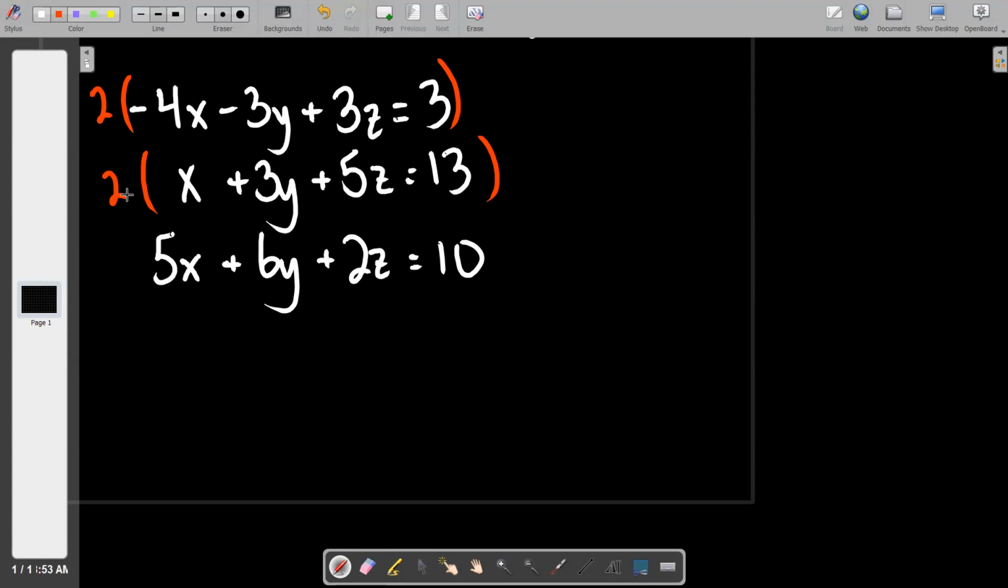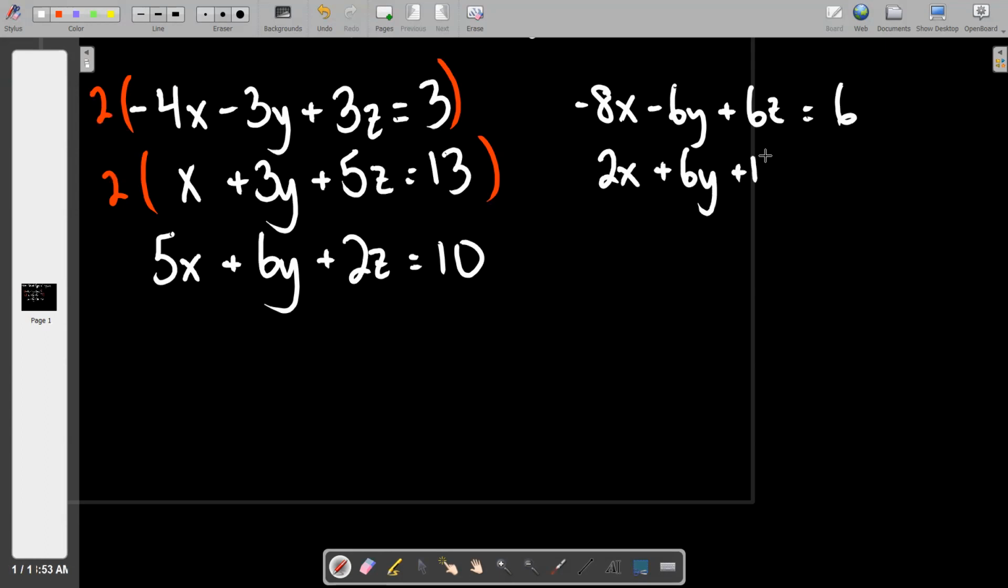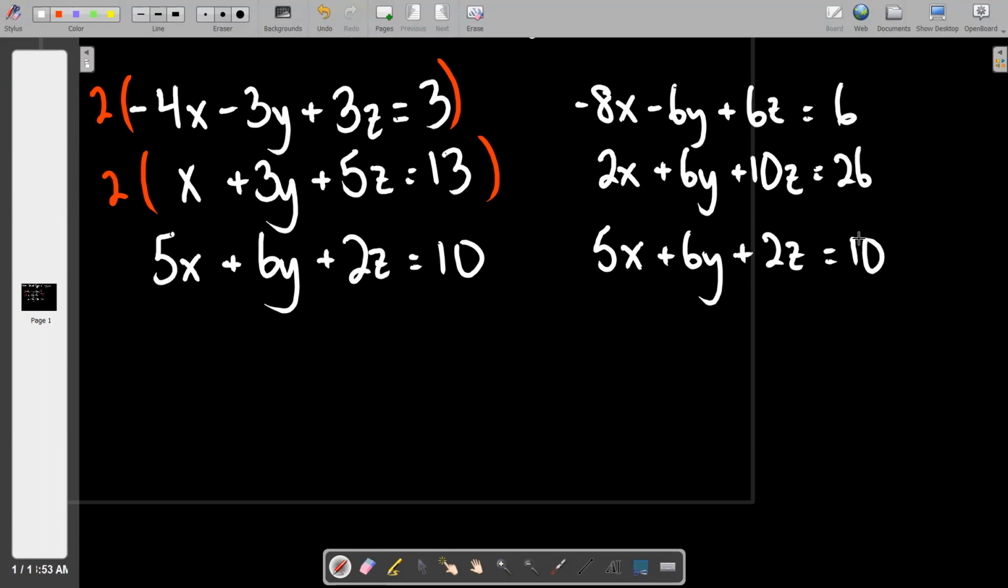So anyways, in the meantime, let's solve this system. I'm going to get caught up to you now. Our new modified top row should be negative 8x minus 6y plus 6z equals 6. And our new modified second row should be 2x plus 6y plus 10z equals 26. And then our non-modified bottom row should just get copied over. So 5x plus 6y plus 2z equals 10.